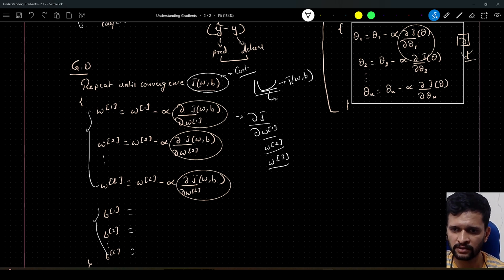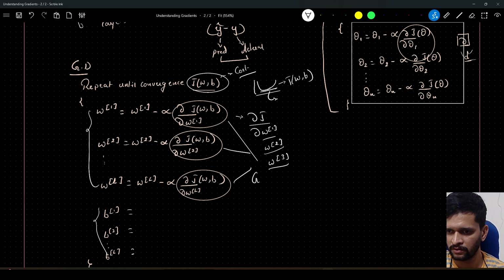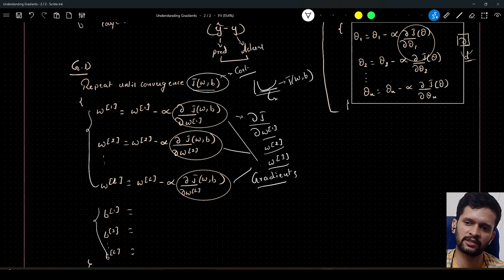So this will make things much simpler to understand. Okay, so now let's see how to calculate these derivatives. These derivatives are nothing but our gradients. So we have to compute these gradients now.